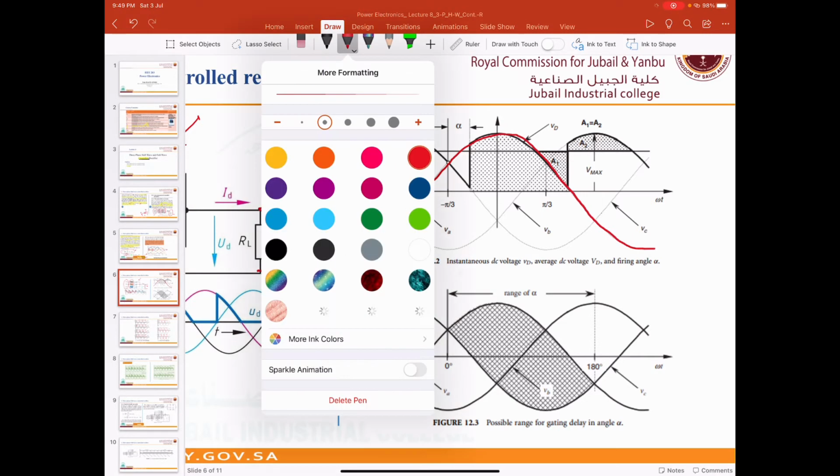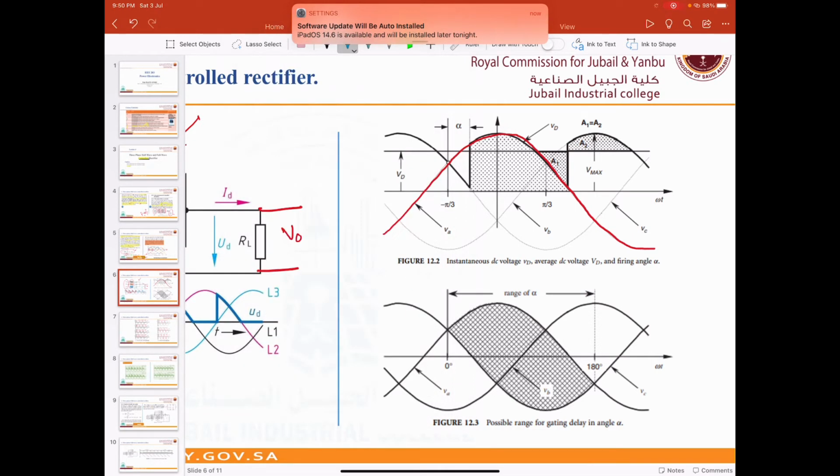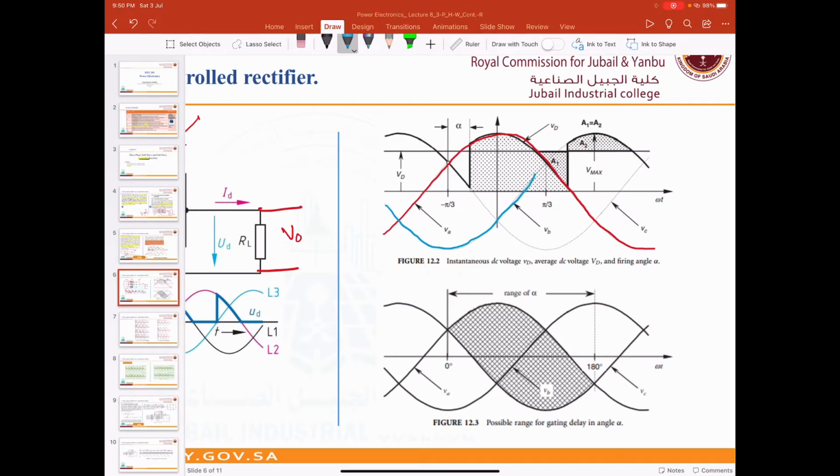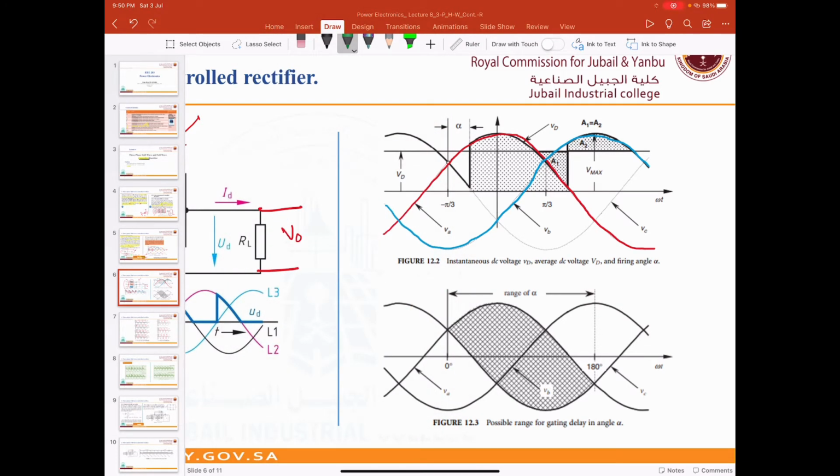I'm going to change the color. I'm going to use the blue, right? So this is the blue for P here, guys. The second line, guys. This is the second line. I'm going to change the color for the third one, let me use green. This is line C, or line number 3. So as you can see here, we have 3 lines.